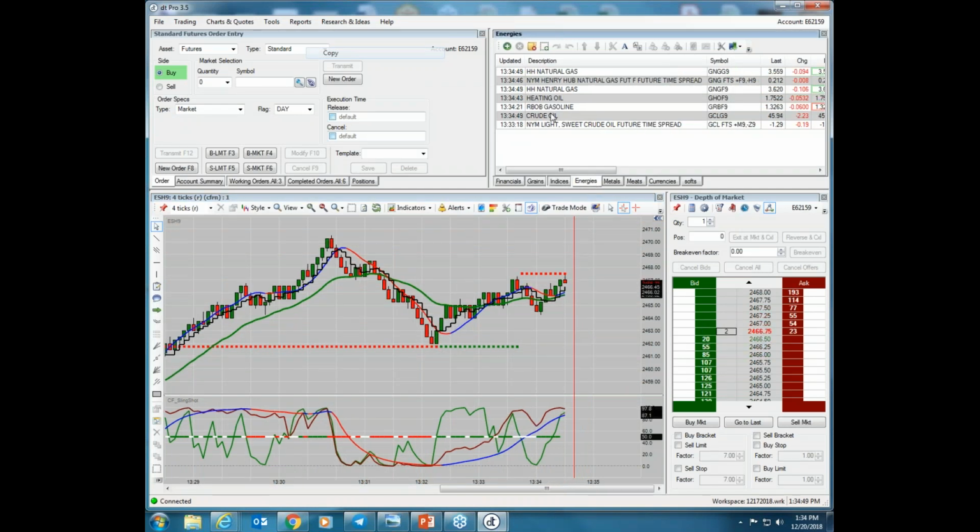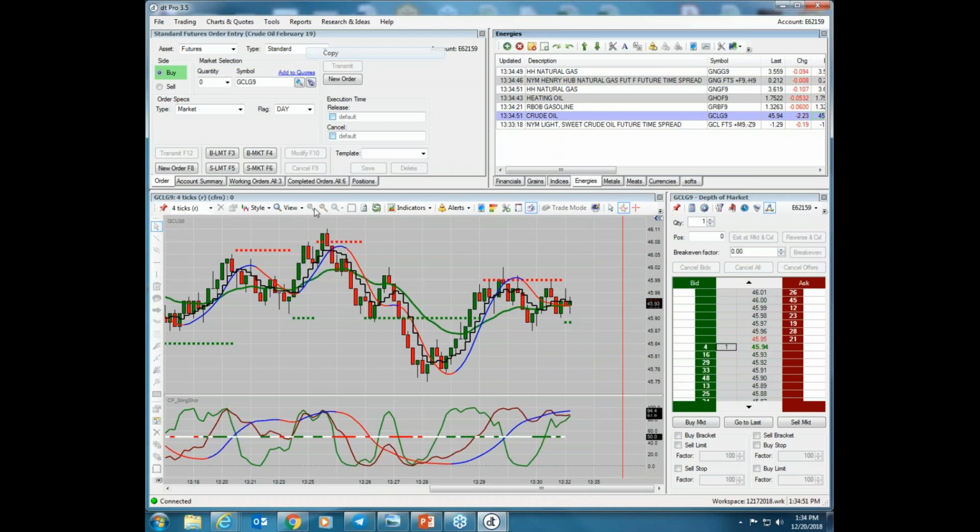So I'm going to start with the energies. Okay. So the first order of business. If you're writing things down, number one should be, are we trending? That's number one. So what I want you guys to do is to get in the habit of hitting the zoom out button, this red magnifying glass.